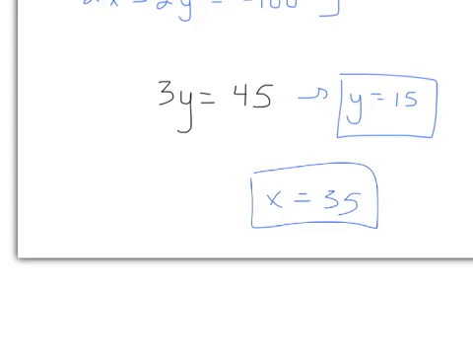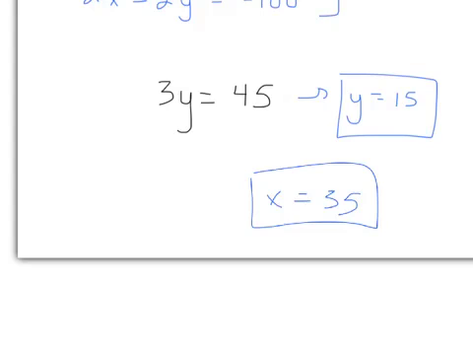Okay, together there were 50 questions, 15 that are worth 5 points, and 35 of them that are worth 2 points. So again, please make a verbal statement. There are 15 5-point questions. There are 35 2-point questions.